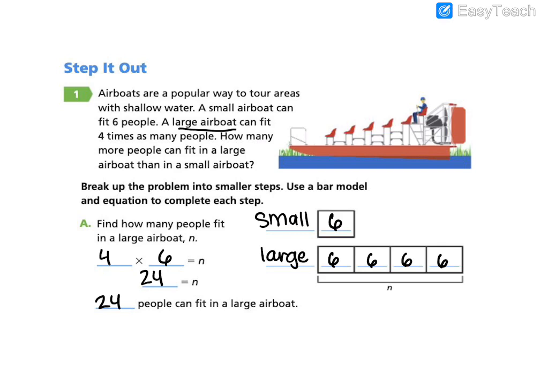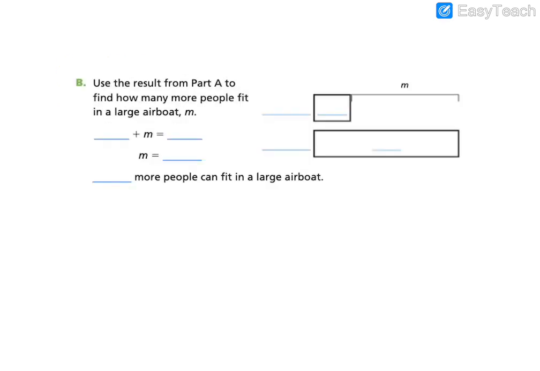So now we'll go and complete that second step of how many more people fit in the large airboat than the small airboat. So we'll take the information that we just used. We have our small airboat still and our large airboat. That small airboat still holds 6 people. We now know the large airboat holds a total of 24. It gives us our M for more. How many more people fit in the large airboat? We know that 6 plus that total of M is going to equal the 24 people on the large airboat.